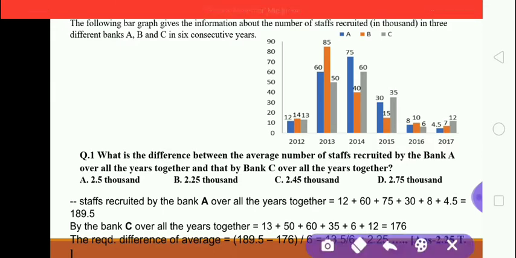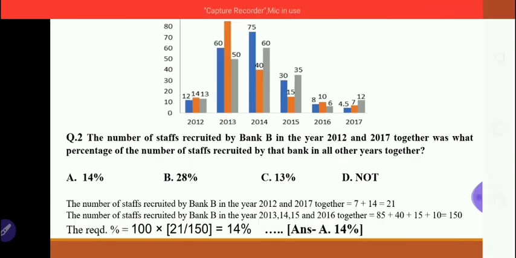We will not calculate a separate average for bank A and bank C, for simplicity. Just calculate the addition for A and C, take the difference, and divide that difference by 6, so that the calculation gets reduced. So the answer comes as 2.25, that is 2.25 thousand. The given option is B. So option B will be correct for this.